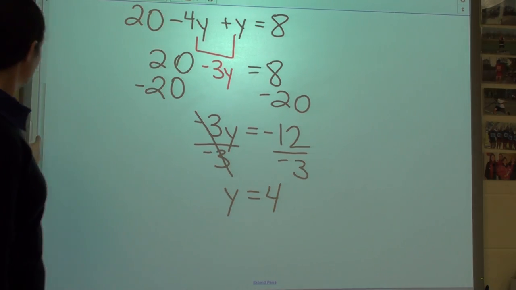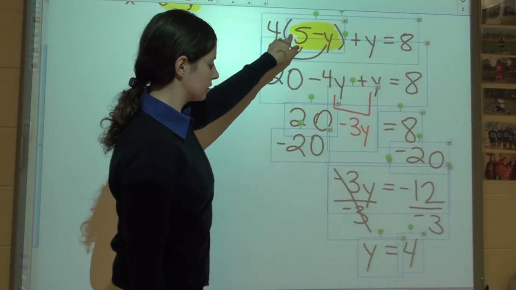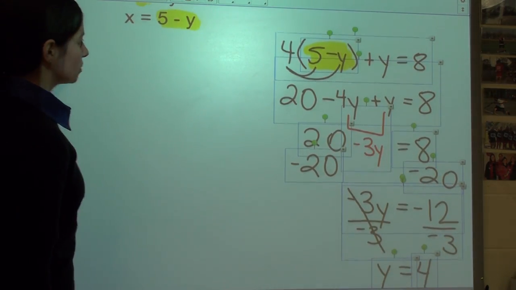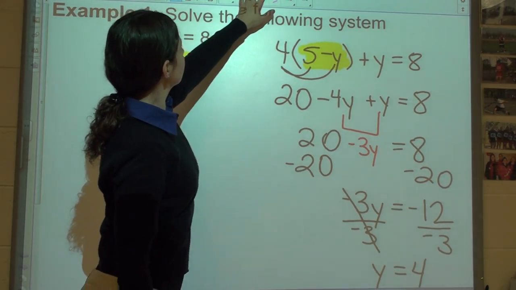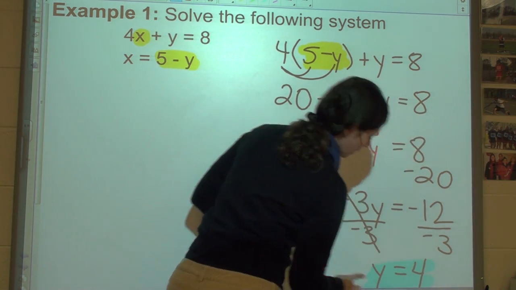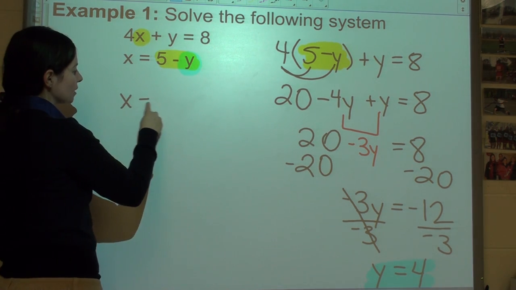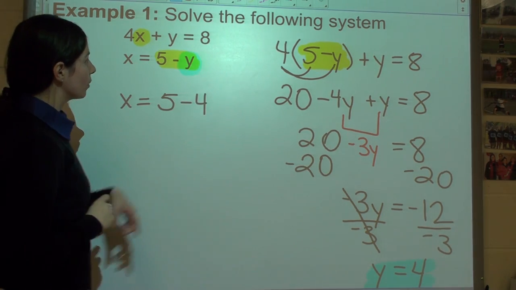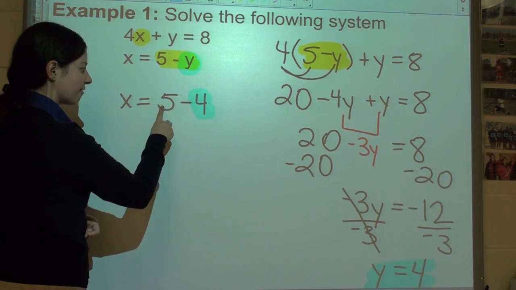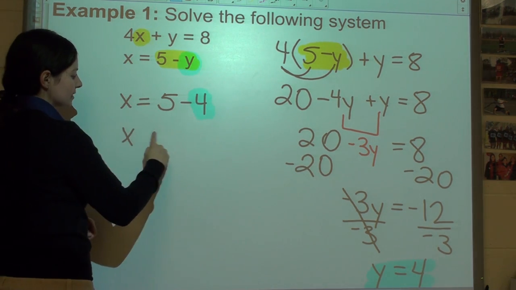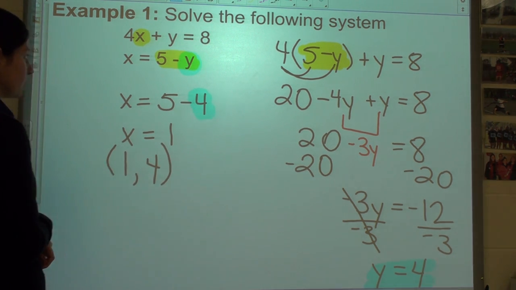Now, we're not quite done yet, because we still need to find our value for x. So we know that y is equal to 4. We need to go back and find x. So what we're going to do is take y equals 4 and substitute it back in order to solve for x. So I have x equals 5 minus 4. 5 minus 4 gives me 1, so I know x is equal to 1. So I think 1, 4 is going to be my solution.